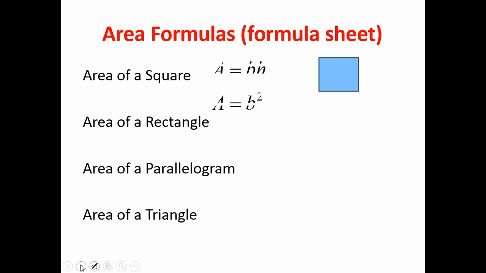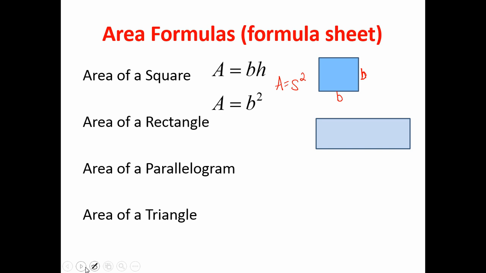Because all the sides are the same, it's the same thing as taking the base and squaring it. Because this base and this height right here are the same measurement in a square, it's the same thing if you were to take 5 times 5, that would be the area of a square with a side of 5. So area of a square, you can use either formula here. Sometimes you might see it as area equals side squared. That's another one you might see for area of a square.